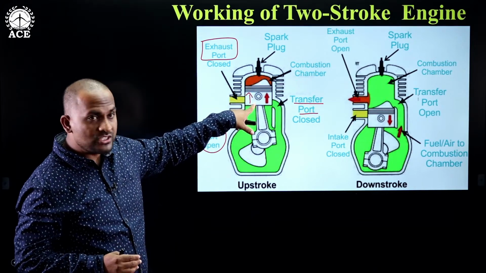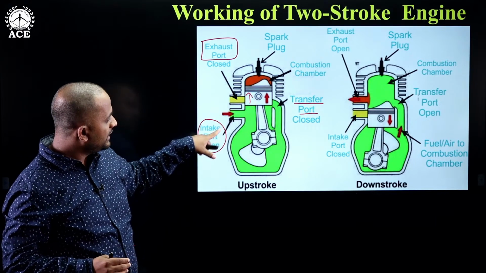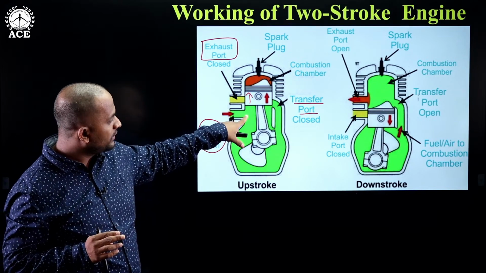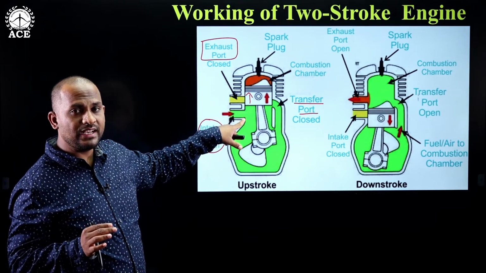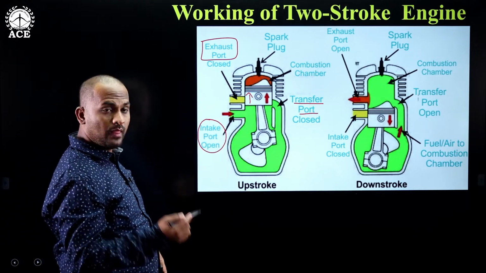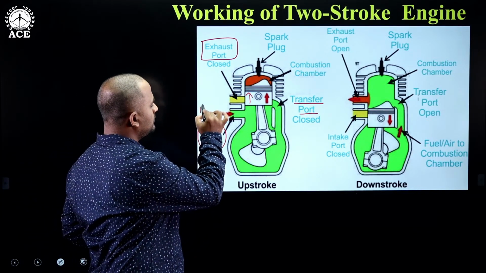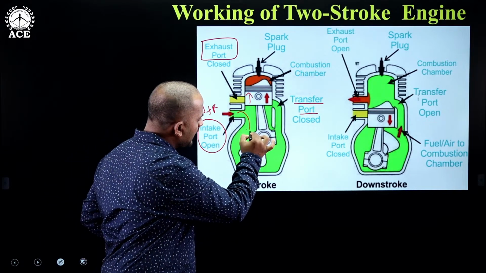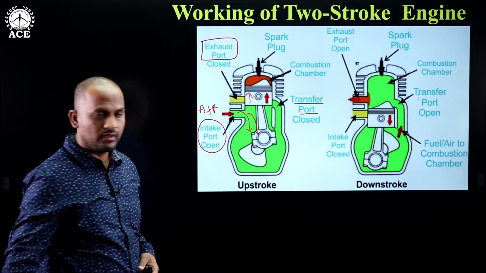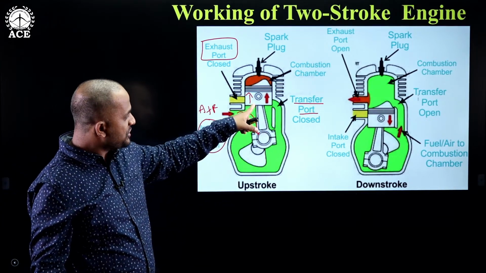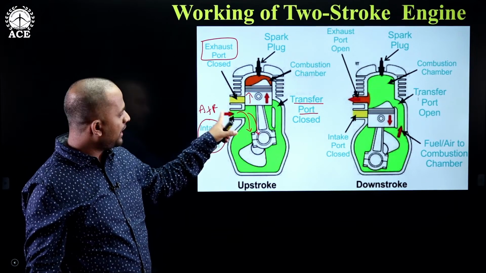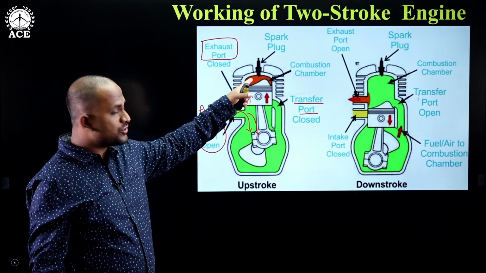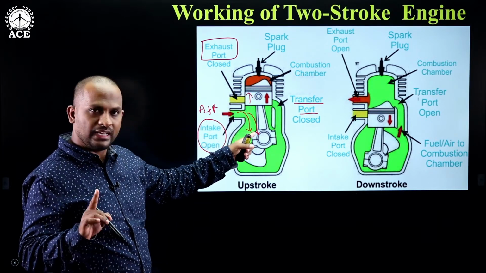Now see, what the piston is doing: it uncovers the whole of the intake port. This port is nothing but a hole. So it uncovers the intake port, so that the air plus fuel mixture will enter into the crankcase. Because the piston is uncovering the inlet port, the air plus fuel mixture enters the crankcase. And above the piston, what is happening? Compression. Below the piston, intake is happening.